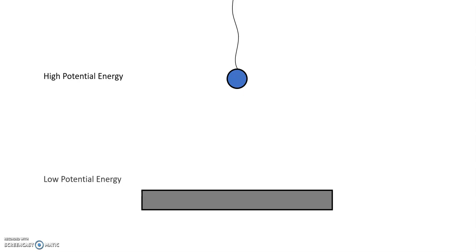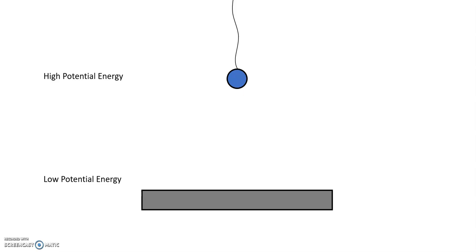So we cut the string, we see the ball falls down towards the earth, and we know that that's being pulled down by gravity. So gravity pulls the ball from a high area down to a low area in terms of height. And in this case, we can see it's going to fall all the way down until it hits the surface of the ground. So if I want to think about this in terms of energy, I can say at the top the ball has high potential energy, and at the bottom, where it's just about to hit the ground, it's going to have low potential energy.